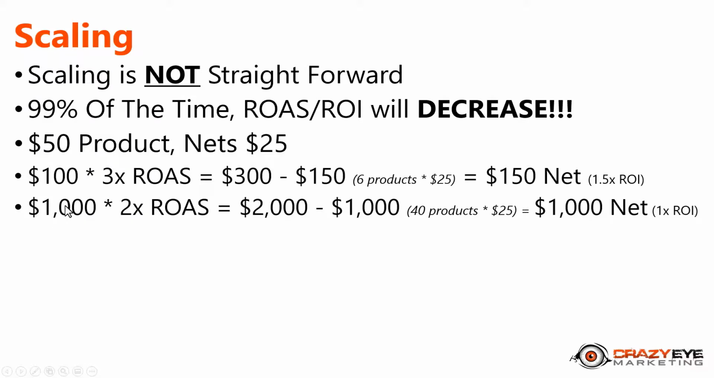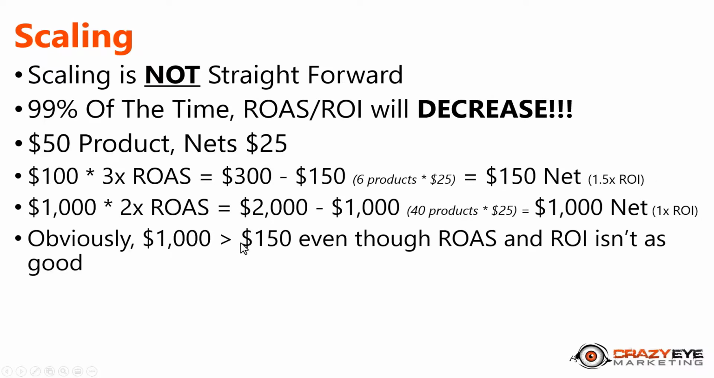But then we increase our budget, and now we're spending $1,000 a day, but our ROAS dropped. It went down to only 2x, so we're putting in $1 and getting $2 back out. So basically, 1,000 times 2 is 2,000, and then we have to subtract all of our fulfillment. So 40 products times 25 is $1,000, and we're netting $1,000, and that's 1x ROI, right? So that's not good. Our ROAS went down, our ROI went down, but obviously $1,000 is greater than $150, even though ROAS and ROI isn't as good, right?